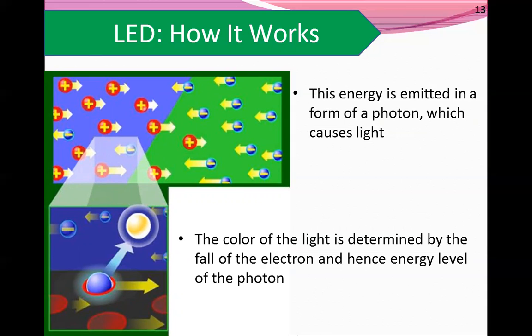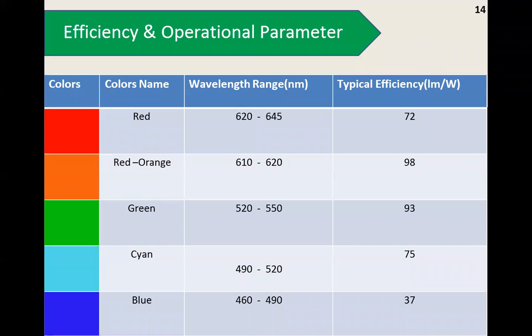The color of the light is determined by the fall of the electron and hence the energy level of the photon. So this is the efficiency and operational parameter given for each and every color. For red color, the wavelength range and efficiency are given. Red, orange, green, neon and blue. For these five colors, they give the wavelength range and the corresponding typical efficiency.